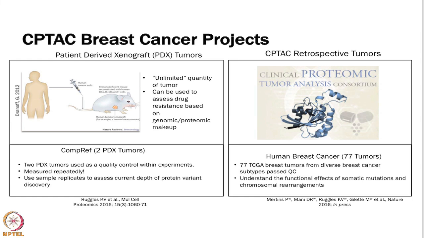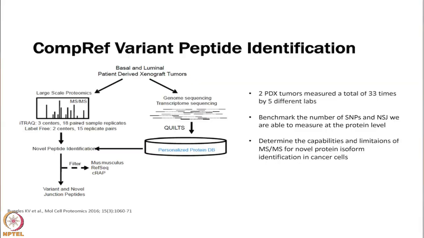And what's cool about these is that they were measured over and over and over again. So we use the fact that they were measured over and over again to really understand where we're at in terms of our depth of discovery of these protein variants. So we'll talk about that one first. We had these two tumors. They were basal and luminal tumors.